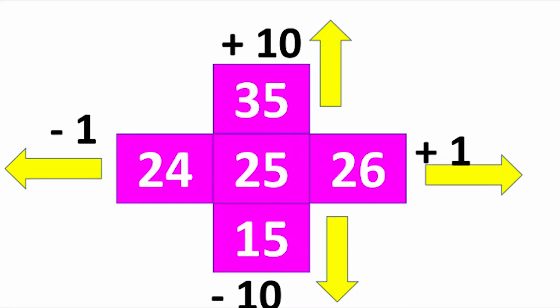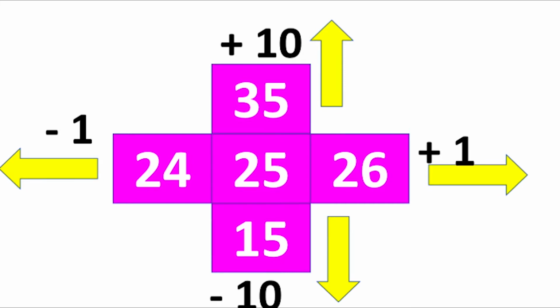But don't forget how we jump on the table of 140. If we want to jump up, then we add 10. For example, 25 up is 35. It means we add 10. 25 plus 10 equals 35. And if we jump down, we subtract 10. 25 minus 10 equals 15.